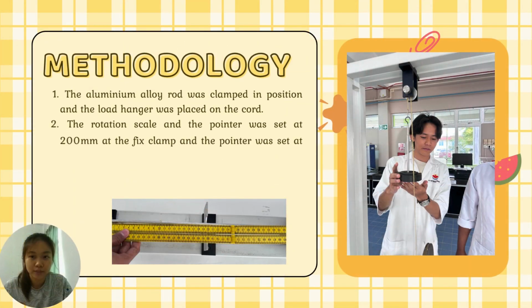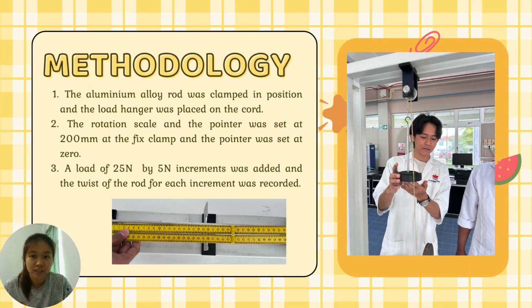The next one is methodology. First, the aluminium alloy rod was clamped in position and the load hanger was placed on the cord. Secondly, the rotation scale was set at 200 mm from the fixed clamp and the pointer was set at 0. Then, a load of 25 Newton by 5 Newton increments was added and the twist of the rod for each increment was recorded.